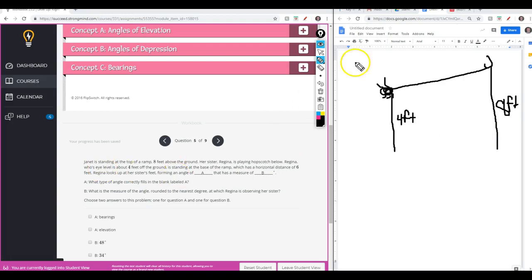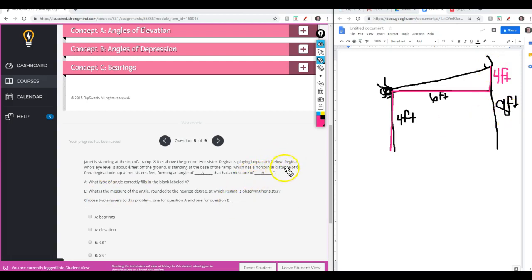So it has a horizontal distance of 6 feet. So we know that this ramp has a horizontal distance of 6 feet. So we're going to fill in a little bit of missing information. I know this is not to scale, and that's okay. If Regina is eye level at 4 feet, and this horizontal line, that means that there is a remaining vertical distance of 4 feet for the ramp. Because 4 feet plus 4 feet equals that total height off the ground, which is 8 feet.